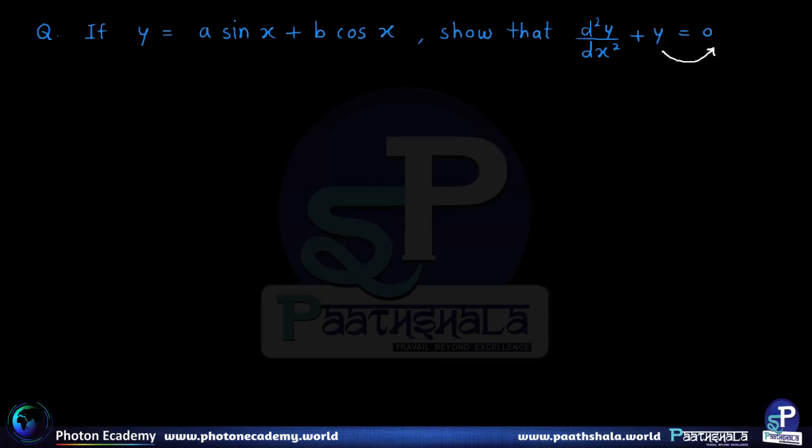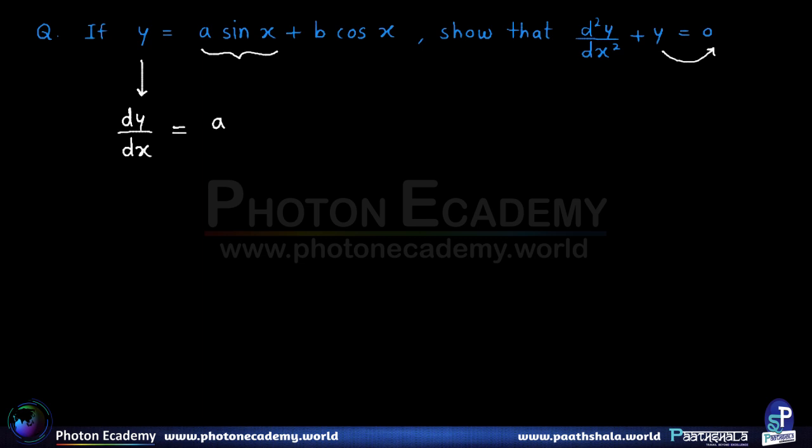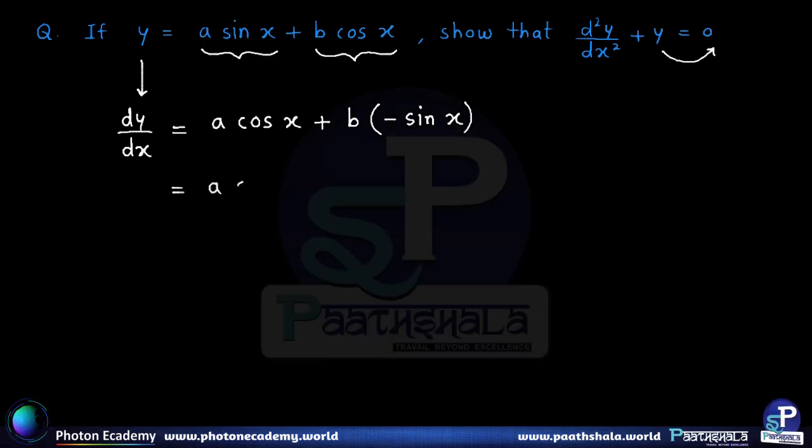So let's differentiate y, which gives us dy by dx equal to the derivative of a sin x, which is a into cos x, plus the derivative of b cos x, which is b into the derivative of cos, that is minus sin x. So that is a cos x minus b sin x. Now remember, a and b are to be considered as constants. What we have obtained is the first derivative.